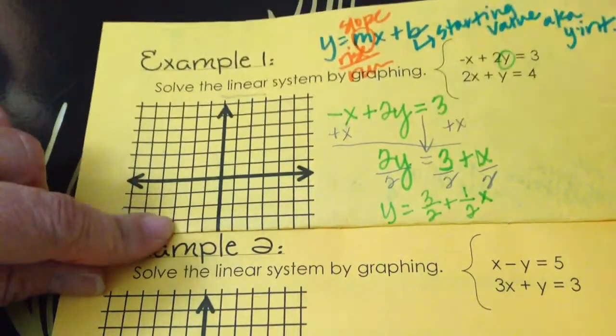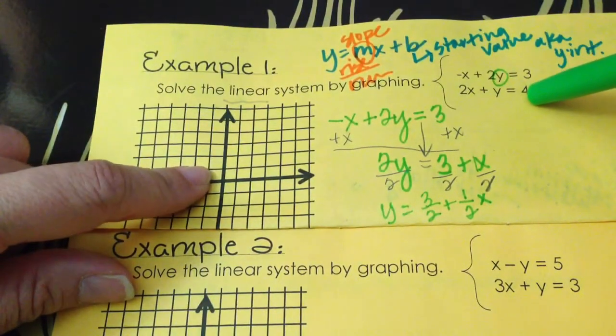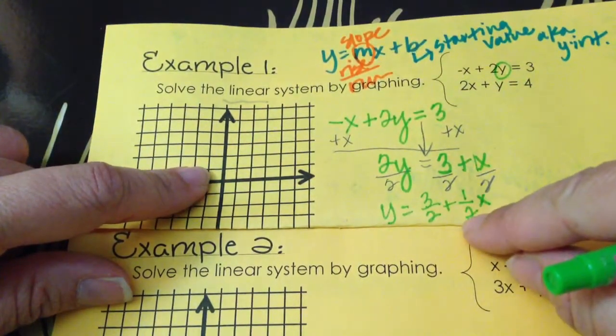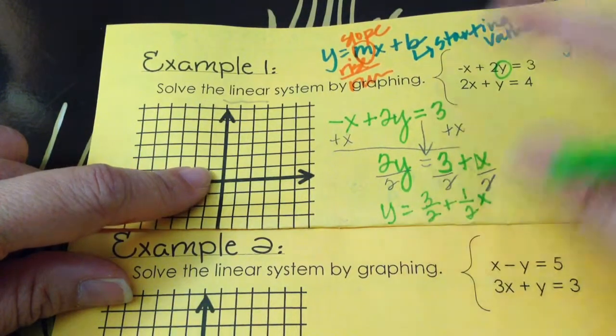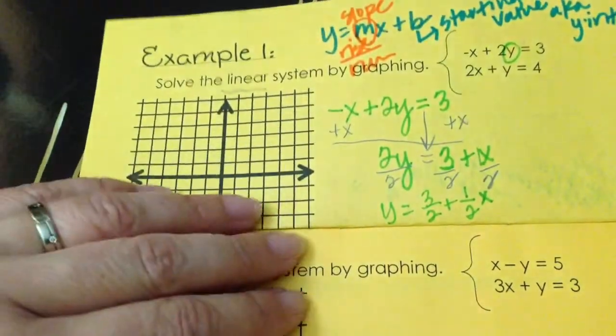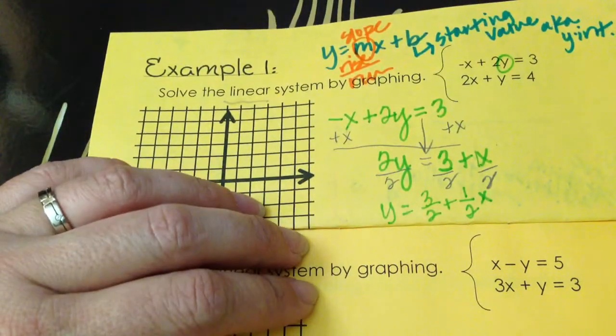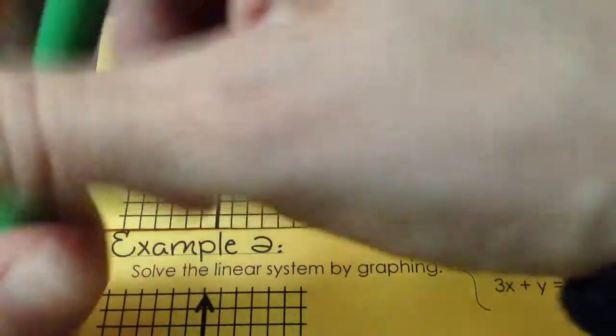Now, I'm interested in finding out what this equation's slope and y-intercept are. I've got a slope of 1/2, and I've got a y-intercept of 3/2 here. I might want to use my grid lines as halves. Let me go to my second equation and solve that, or rather, solve it for y. Put it into y equals mx plus b.